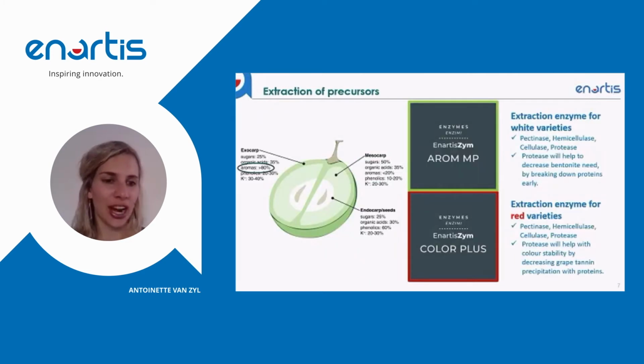How can we extract precursors from the grape? We can do that by means of two of our very good enzymes, Zyme for whites. They have a pectinase, hemicellulase, cellulase, and protease action. The protease being very helpful to decrease bentonite need later on in the wine. Zyme Color Plus also has those enzymatic actions and can also be very beneficial for long-term color stability.